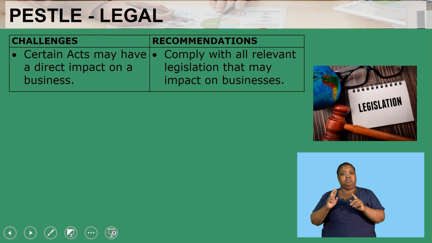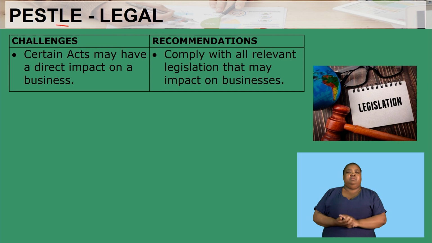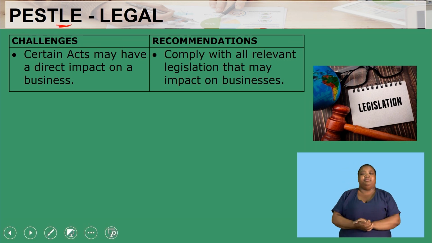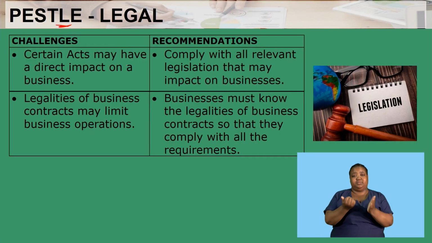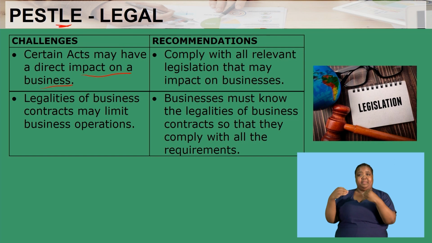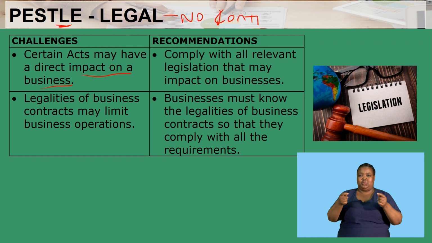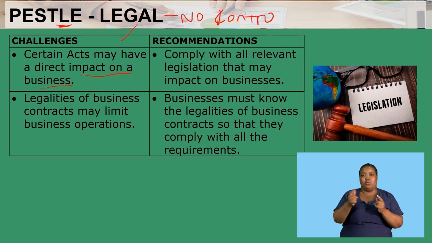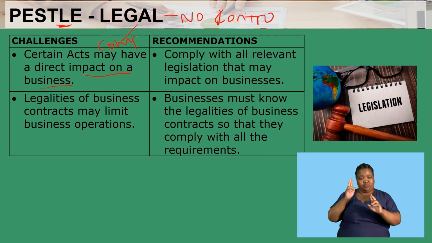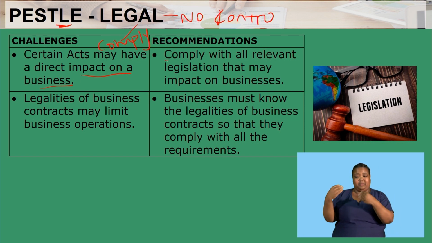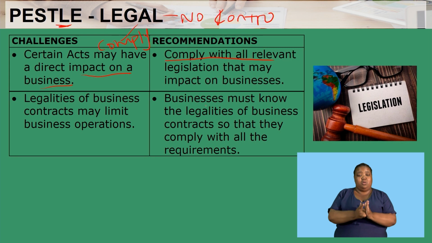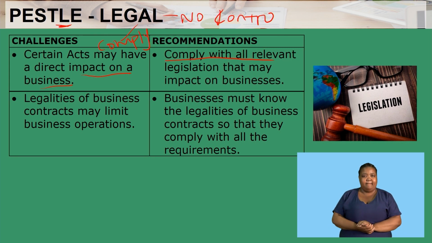Now we move on to L, which stands for legal. So think of legislation. It says here, certain acts may have a direct impact on a business. Remember, no control. Remember, with legislation, we need to do what? We need to comply, because if we don't comply, obviously there are penalties. So certain acts may have a direct impact on businesses. So what must happen? We need to comply with all the relevant legislation that can impact on the business.